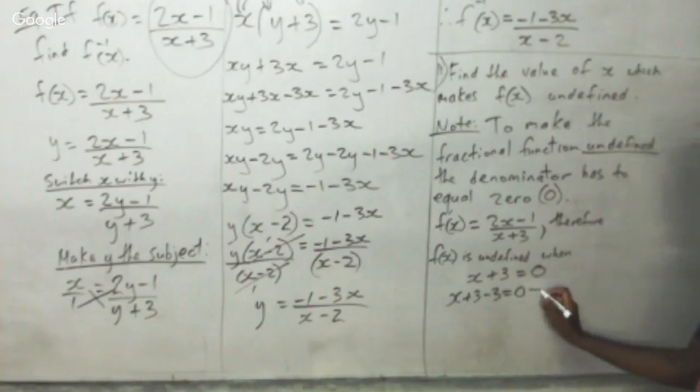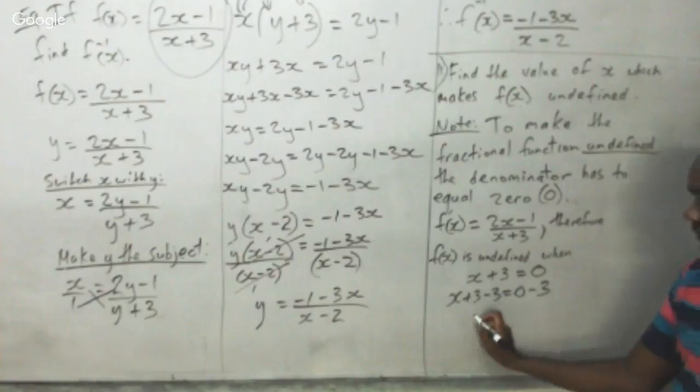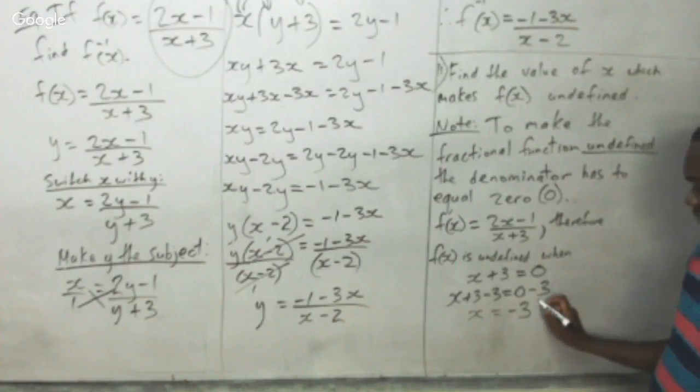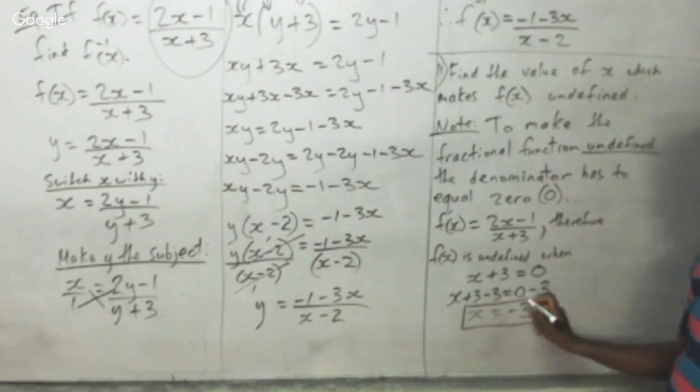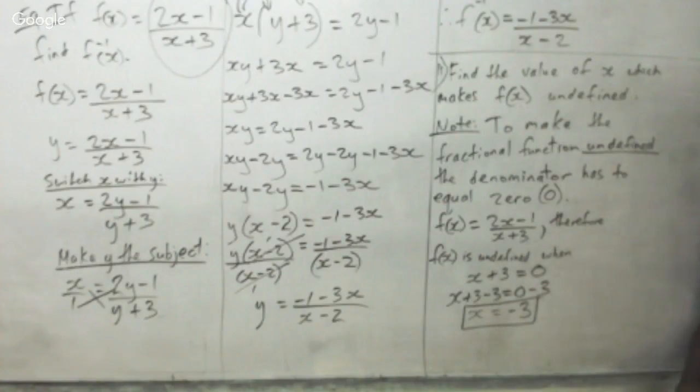Minus 3 on both sides, so this works out to 0. So x equals negative 3. Is that cool? As simple as that. So when x is negative 3, the function is going to be what?